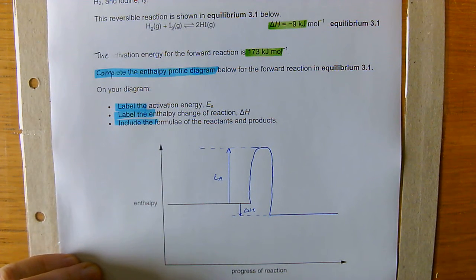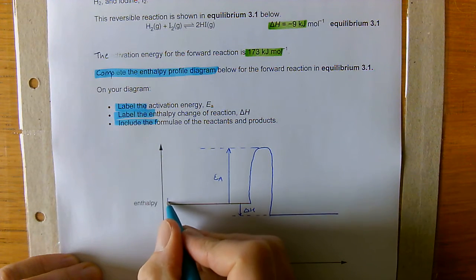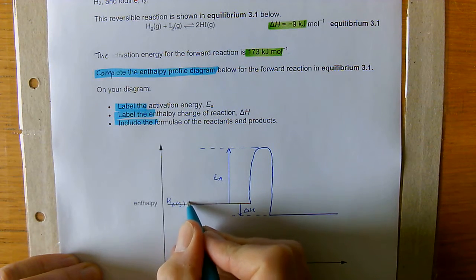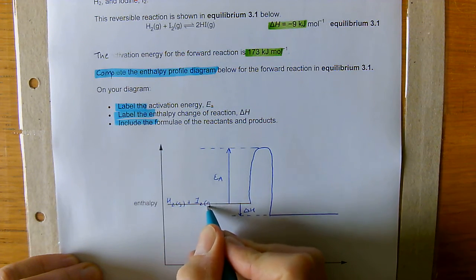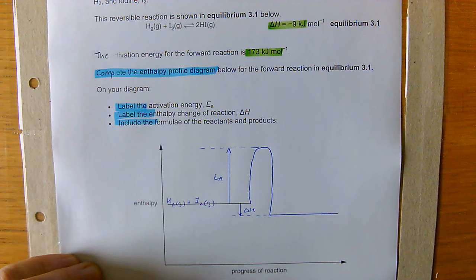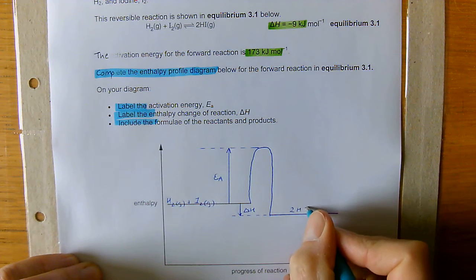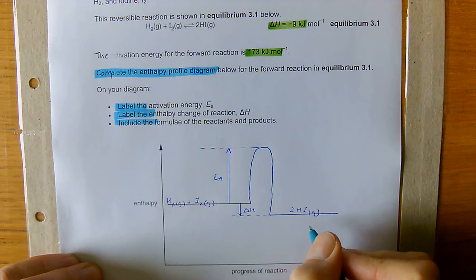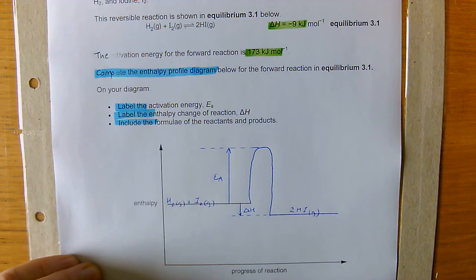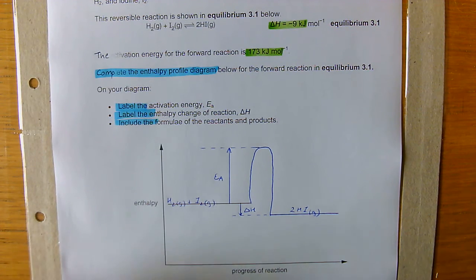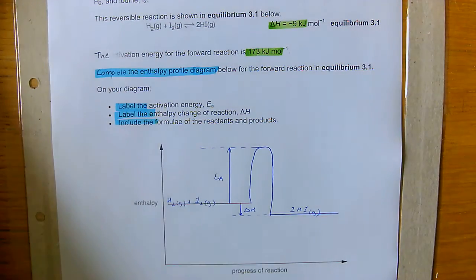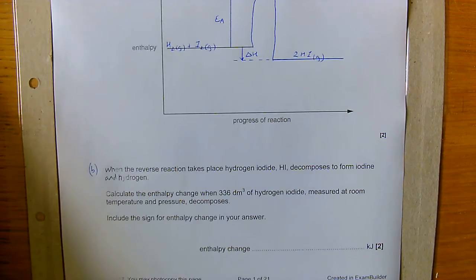Almost finished, but we've got one more thing to do. It's asked us to include the formulae of the reactants and the products. Our reactants are hydrogen gas and iodine gas. I'm just copying these directly from the equation. And our products are 2 moles of hydrogen iodide gas. And there we go, first part done. Things to remember: single-headed arrows only, and just make sure you don't miss anything out. There's 3 things in particular I've asked us to do. Let's just make sure that we've done them all.